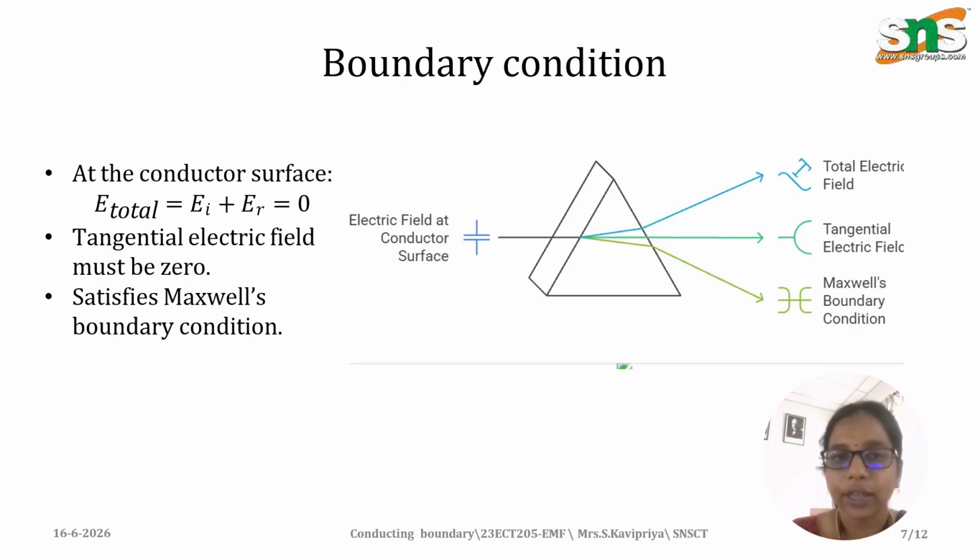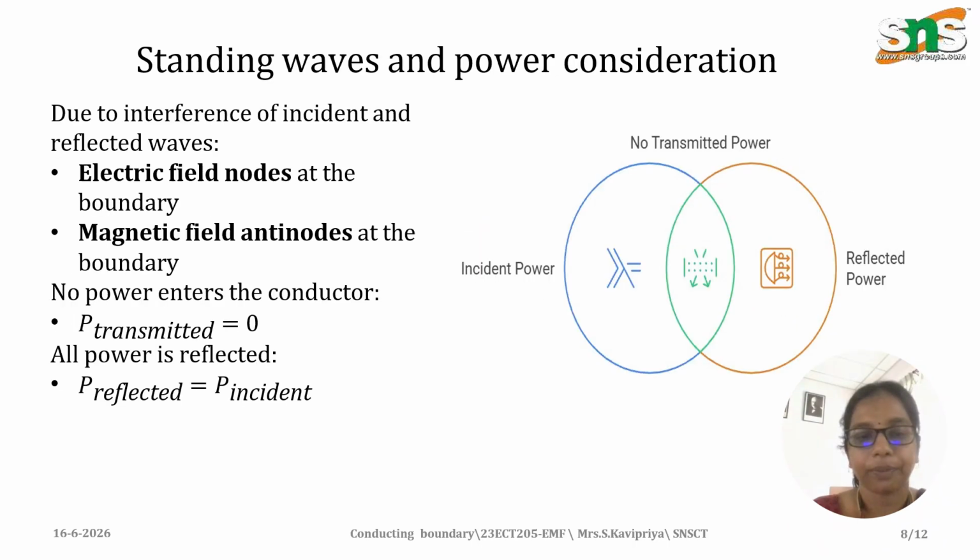And next, what is the boundary condition at the perfect conductor? At the conducting surface, E total is equal to EI plus ER, which is equal to 0. So the electric field must be equal to 0. Tangential electric field will be equal to 0. And this condition satisfies the Maxwell boundary condition.